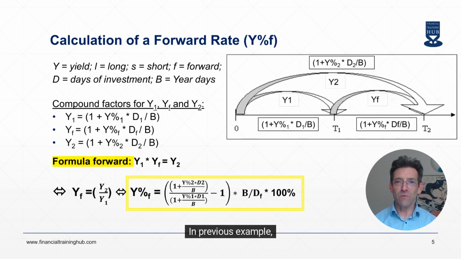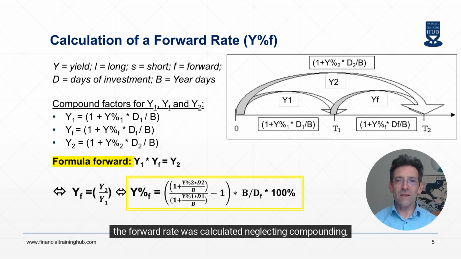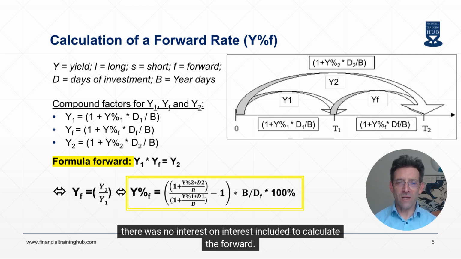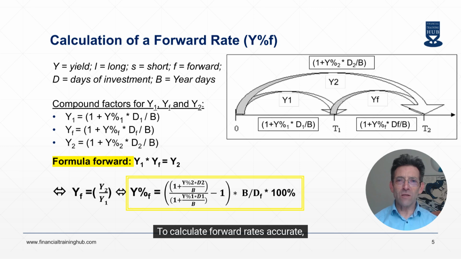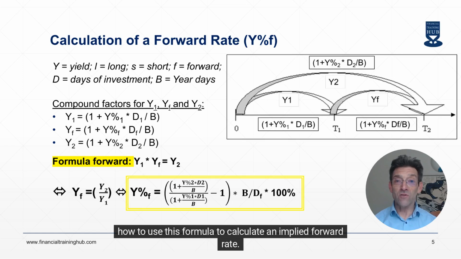In the previous example, the forward rate was calculated neglecting compounding. There was no interest on interest included to calculate the forward. To calculate forward rates accurately, this formula can be used. The next example illustrates how to use this formula to calculate an implied forward rate.